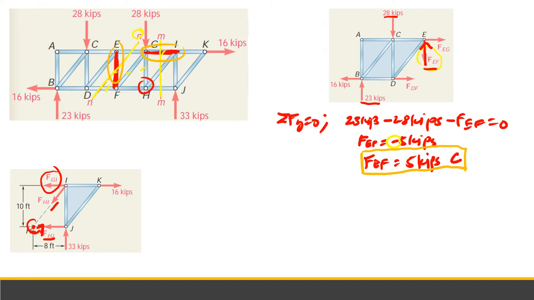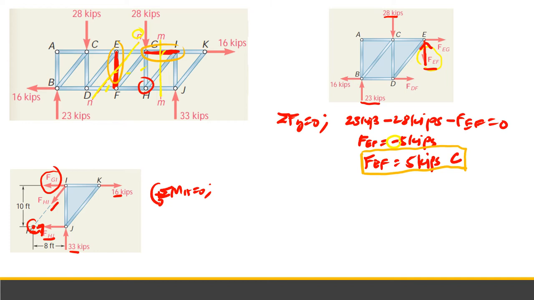So meaning you will create a moment here and eliminating FHI kasi when a force is passing through the joint where you will create a moment, 0 yung magiging value niya or eliminated siya kasi yung perpendicular distance niya is magiging 0. So walang effect yung FHI and FHJ dun sa magiging equation natin. So summation of moment at H equals to 0, counterclockwise positive. So the only remaining forces are 33 kips, 16 kips, and FGI.